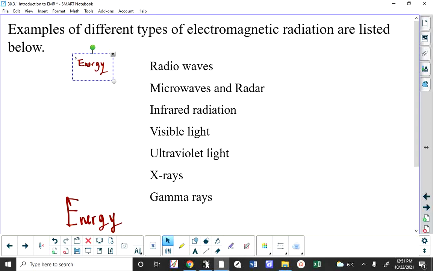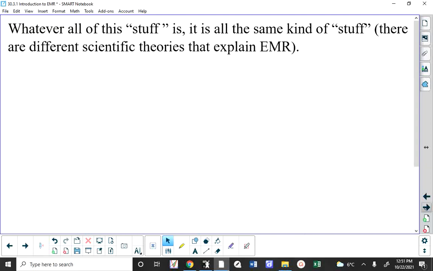So you do need to know the order of these, and I think by the time we're done with this lesson, you will understand how we can figure that out. Whatever all this stuff is, it's the same kind of stuff. We're not going to get into the specific theories about what EMR is today. I'll talk generally about it for a minute. But whatever light is made of, it's the same stuff that gamma rays are made of, and it's the same stuff that radio waves are made of.